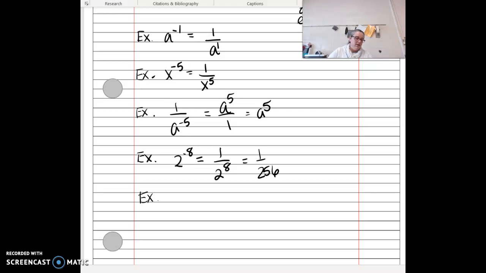Let's try 4a to the negative 10th. Be careful here, because that negative 10th applies only to the a, because it says 4 times that. So I end up getting 4 times 1 over a to the positive 10th, which is 4 over a to the 10th power. All right, and I'm going to stop here.